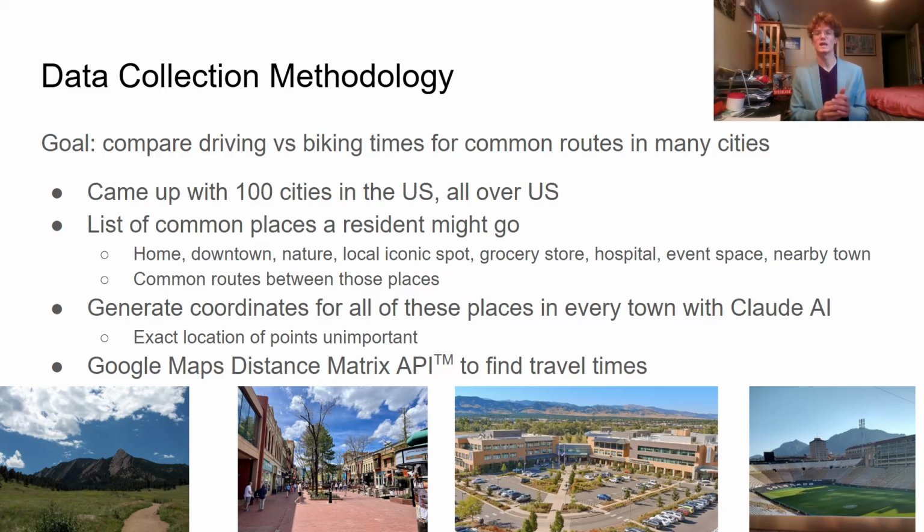For example, I don't really care how long it takes to get from the grocery store to the hospital. If that happens, I'm probably going to be in an ambulance. I've never made that trip, I don't think, in my life. So I just came up with a list of common routes for each city.